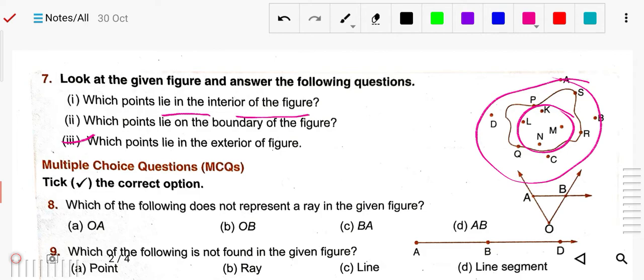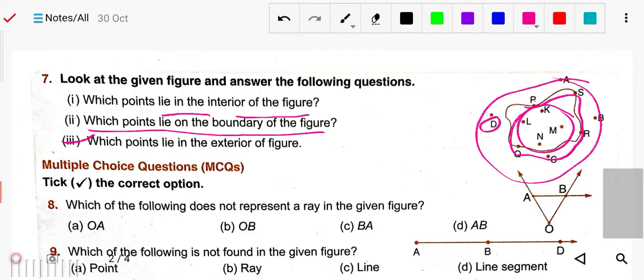Which point lies in the exterior of the figure? Like D, P, and all these are the exterior. Which point lies on the boundary of the figure? Means exactly on the boundary, like C, Q, R, these lie on the boundary. Okay, now multiple choice questions.